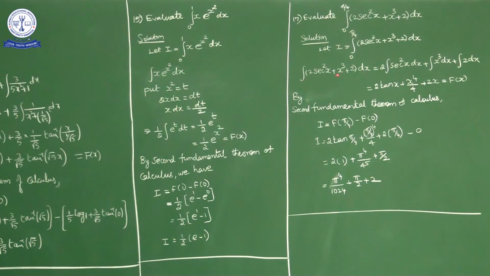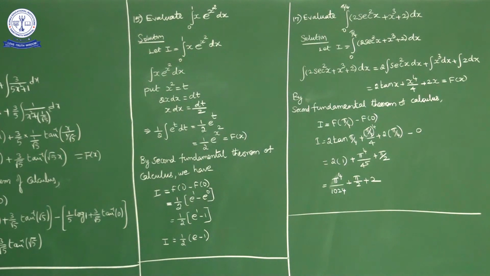Now integrate separately. So 2 into integral secant square x dx plus integral x cube dx plus integral 2 dx. 2 into integral secant square x is tan x, so 2 tan x, plus integral x cube is x power 4 by 4, plus 2 into integral dx, which is nothing but 2x. That is capital F of x.